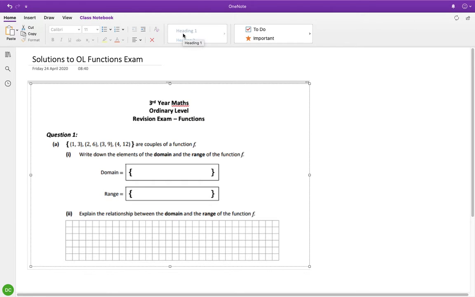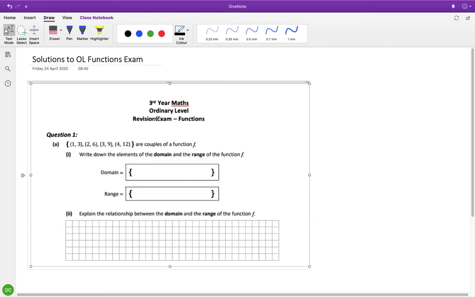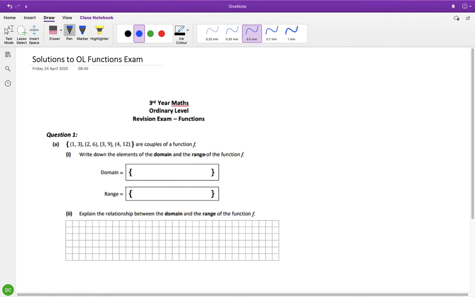I'm going to go through the solutions to the functions exam from Friday. So they give you (1, 3), (2, 6), (3, 9) and (4, 12). They're couples of a function. Write down the elements of the domain and the range.